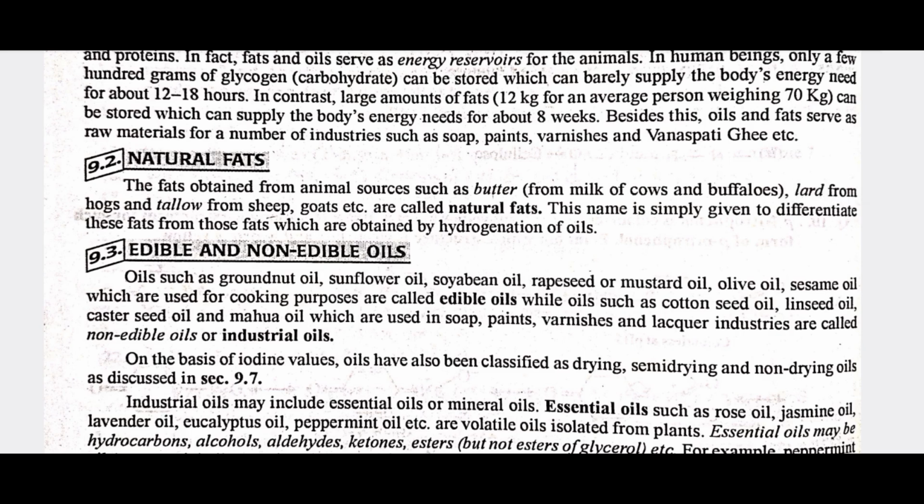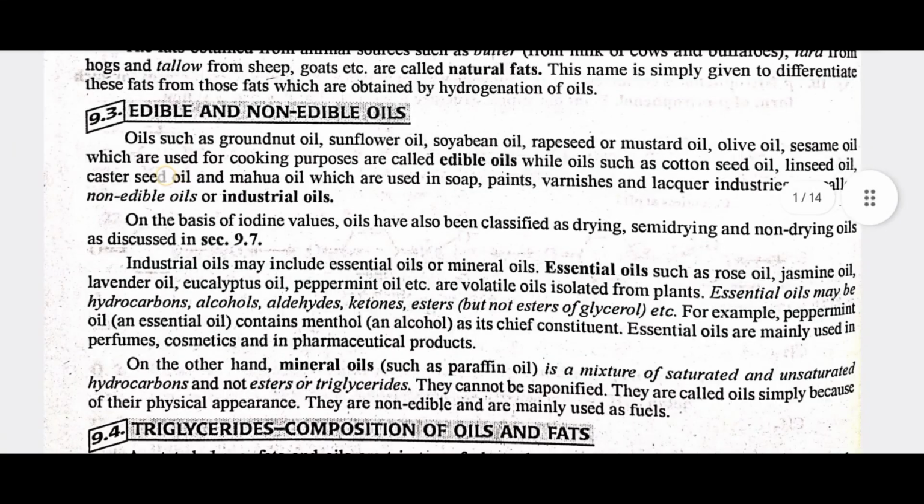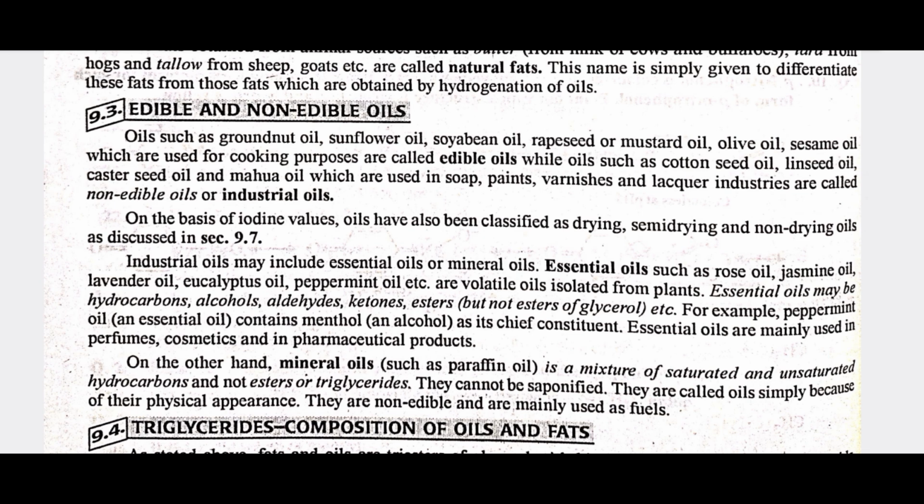Edible and non-edible oils. Oils such as groundnut oil, sunflower oil, soybean oil, rapeseed or mustard oil, olive oil, sesame oil, which are used for cooking purposes, are called edible oils. While oils such as cottonseed oil, linseed oil, castor seed oil, and mahua oil, which are used in soap, paints, varnishes, and liquor industries, are called non-edible or industrial oils. On the basis of iodine values, oils have been classified as drying, semi-drying, and non-drying oils. Industrial oils may include essential oils and mineral oils.